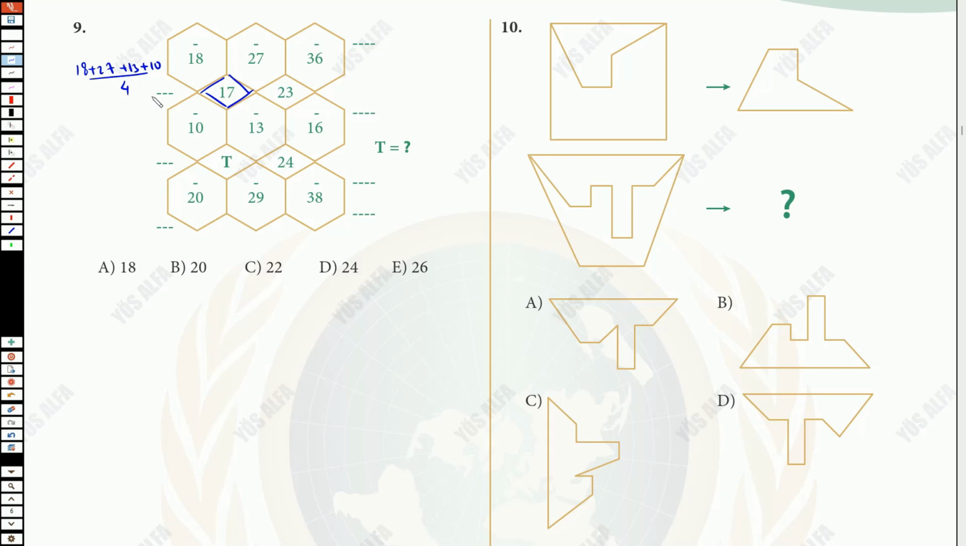So we'll try to use this relation again here to find t. So 10 plus 20 plus 13 plus 29 is 30, 40, 60, 72. Divided by 4 is 18. So our answer is A.